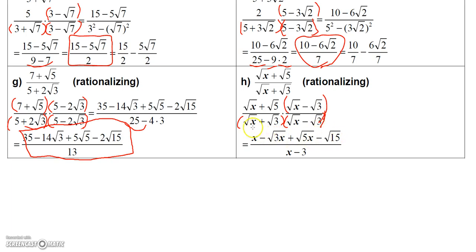Then if I take square root of 5 times negative square root of 3, I get minus square root of 15. And then on the bottom, you just square the first term. So if I square the square root of x, I just get x. And then minus, you square the square root of 3, and you get 3. So I just get x minus 3 for that result. And that's as far as we can take that. And again, the denominator now does not have any radicals in it, so therefore I rationalized the denominator.